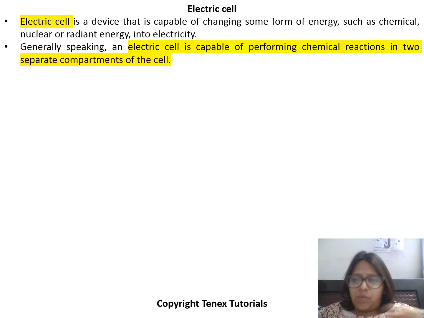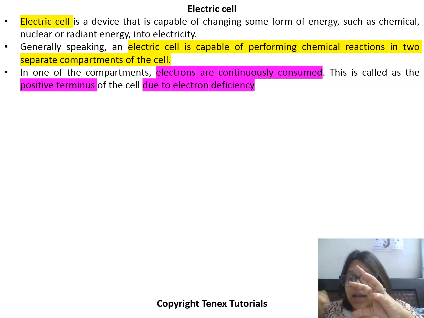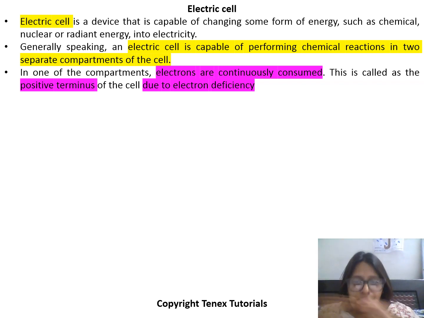Now, what is happening in these two separate compartments? There is one compartment in which electrons are continuously being consumed, continuously being siphoned off. This particular terminus is called the positive terminus, because it always has a deficiency of electrons. Electrons are never to be found over here, because as soon as they are created, they are continuously taken away from this compartment. So there's always a deficiency of electrons, and hence it is net positive in nature. This is referred to as the positive terminus of the battery.